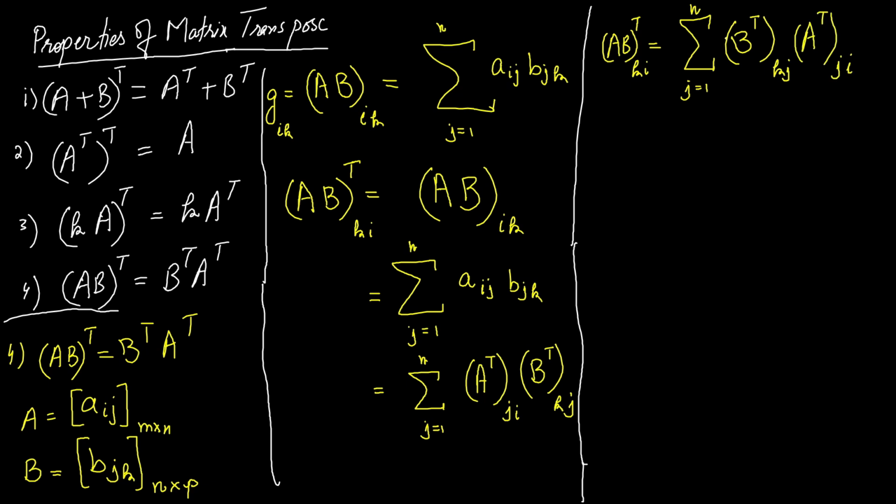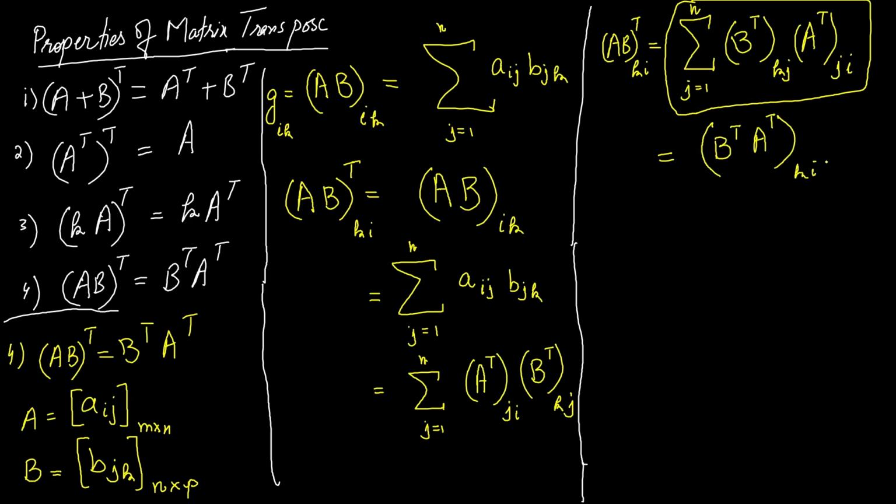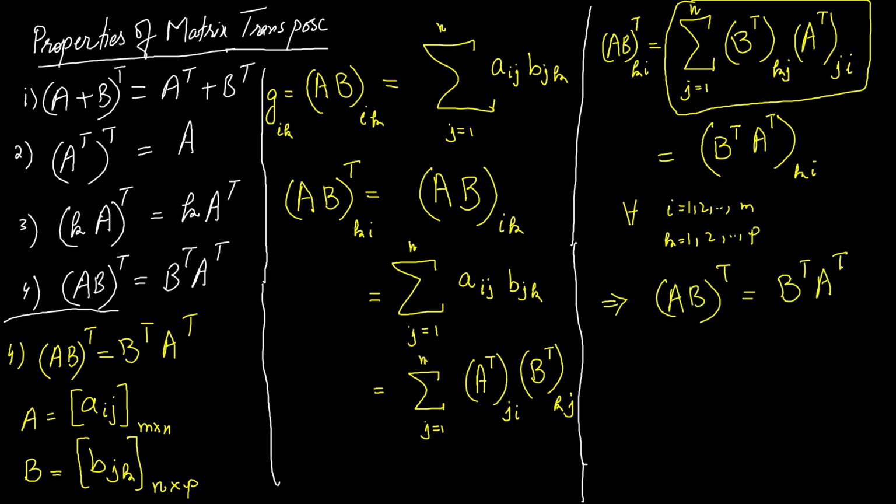Now look closely at this summation. This is the element at row k and column i of the matrix multiplication B transpose into A transpose. So the element at row k and column i of AB whole transpose is equal to the element at the same location of the product B transpose into A transpose. Since this is true for all values of i and k, we have our desired result that AB whole transpose is equal to B transpose into A transpose.